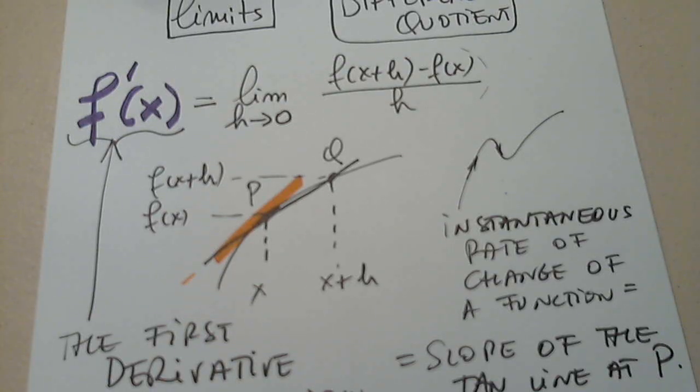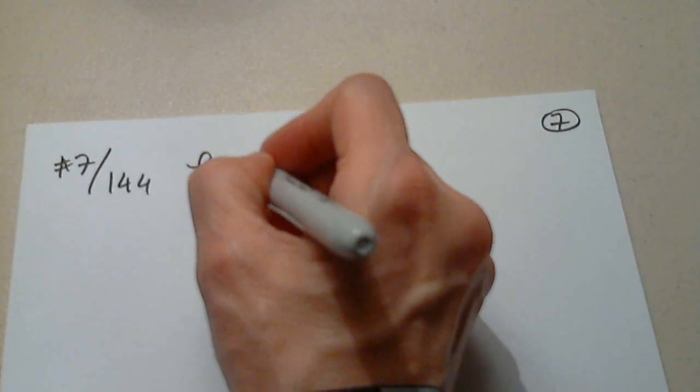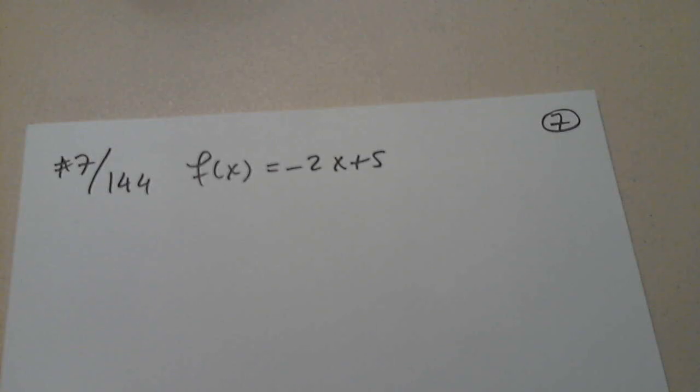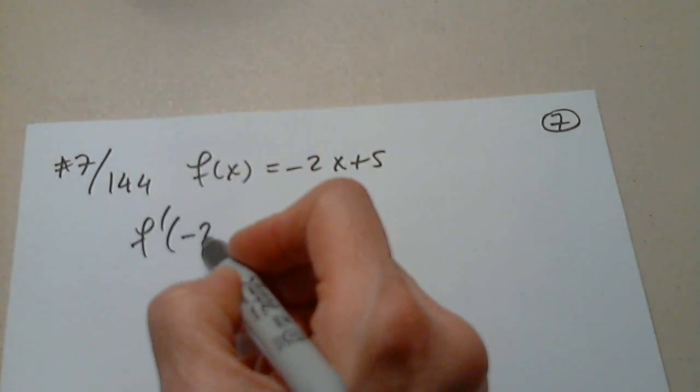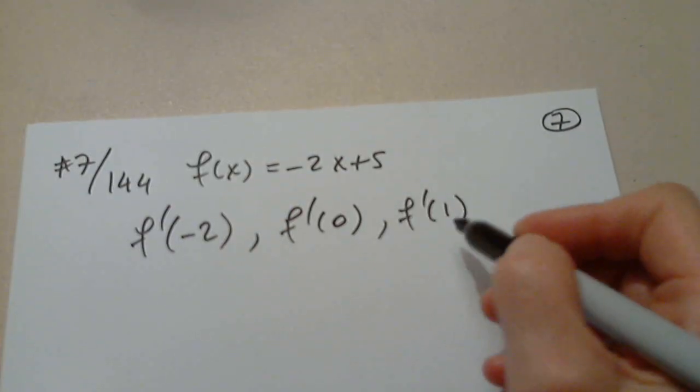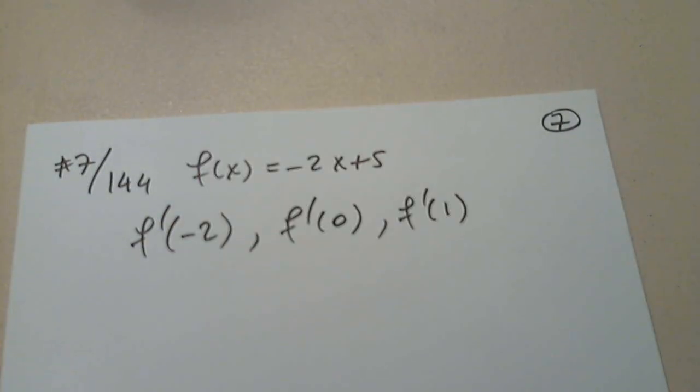So let's pick a function. Allow me to pick the first one. I'm going to pick 7, a very simple one. So in number 7 on page 144, we have f of x equals negative 2x plus 5. And I'm going to copy what they want. They want us to find f prime of negative 2, f prime of 0, f prime of 1. And then we're going to look at a quadratic function.